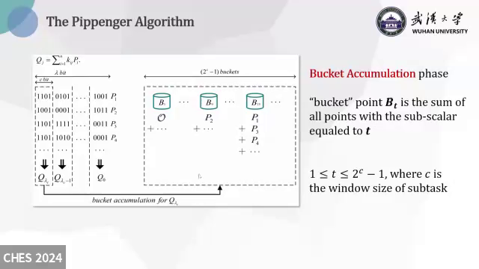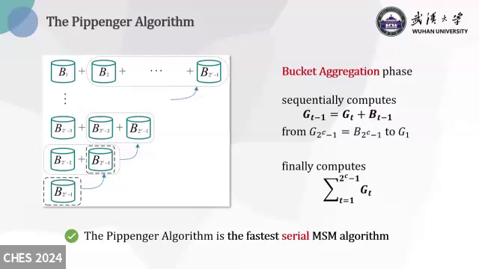The first phase, called bucket accumulation, is to get the value of bucket B_t, which means the sum of all points with the subscalar equal to t. And the second phase, called bucket aggregation, is to compute the sum of t times B_t using the serial method shown in this figure.